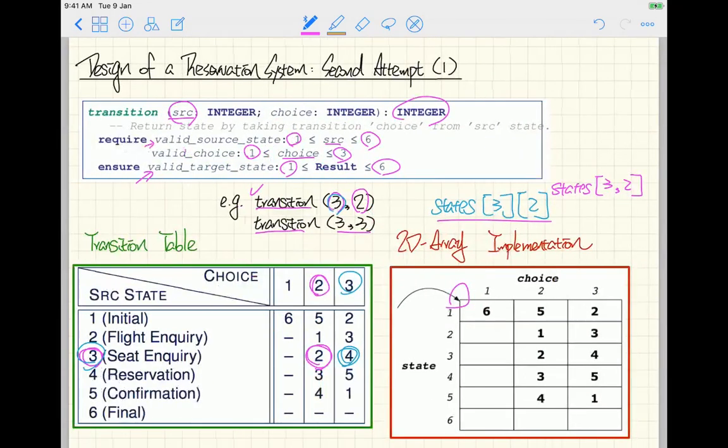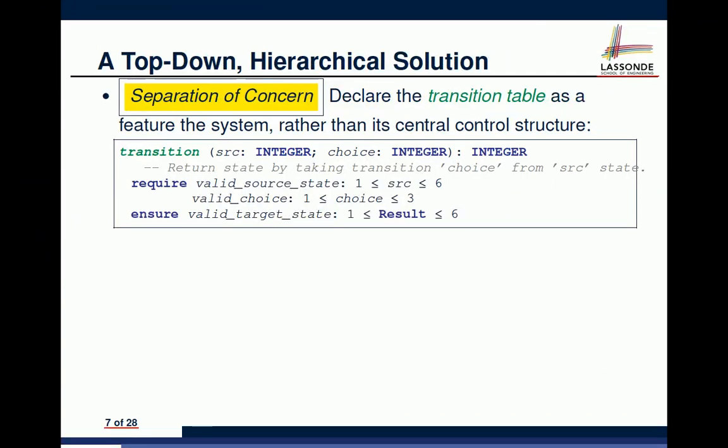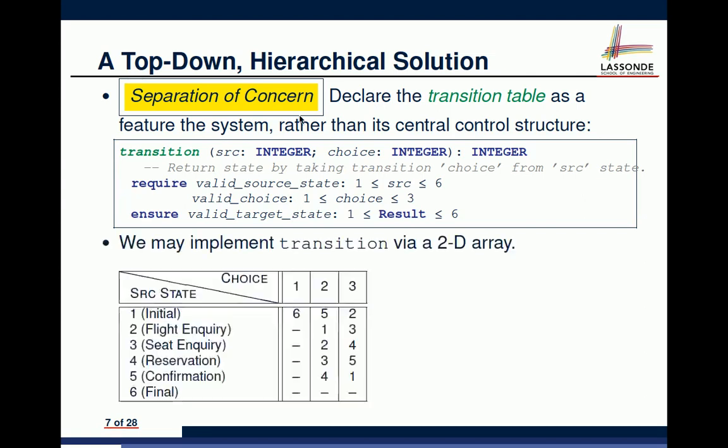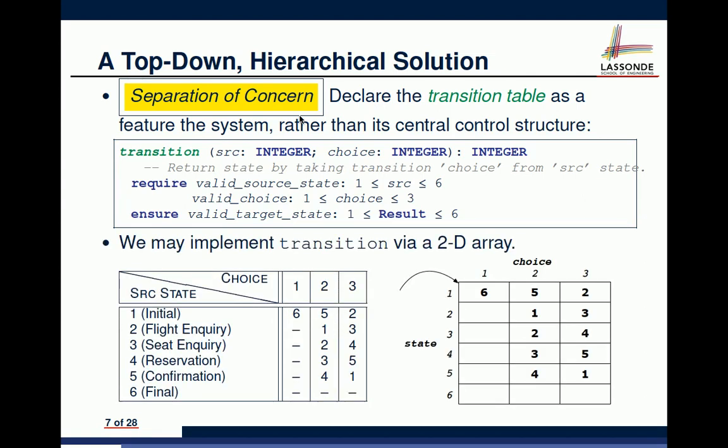Okay, good. So now that's about the separation concern. So we got a transition feature which works well. It's easy to implement that too. So now we're going to implement using a 2-dimensional array, as we said. Okay, you should know how to initialize that too.